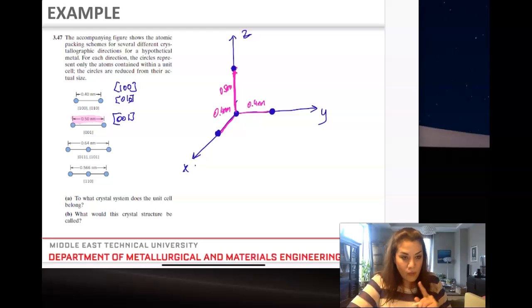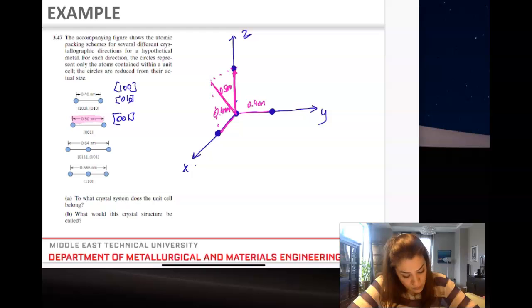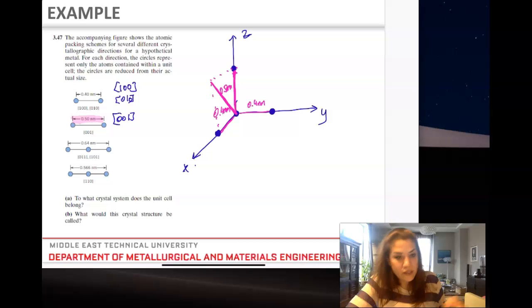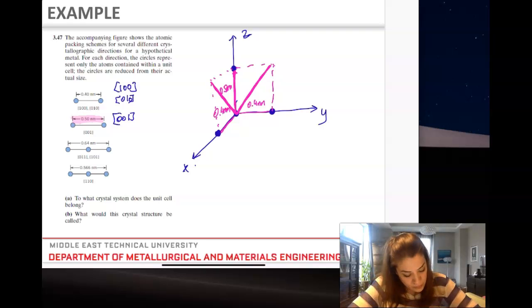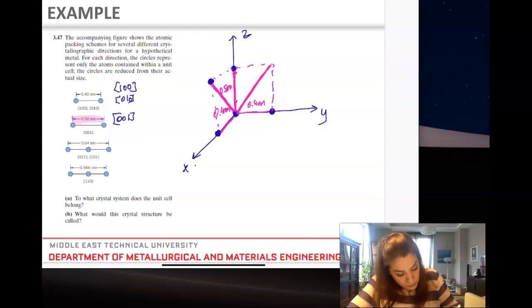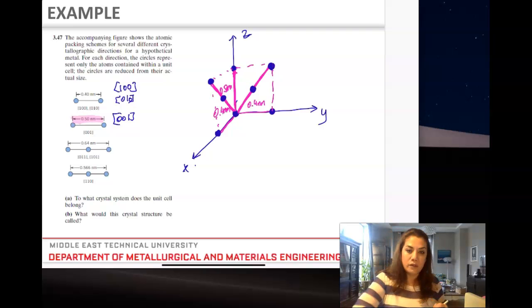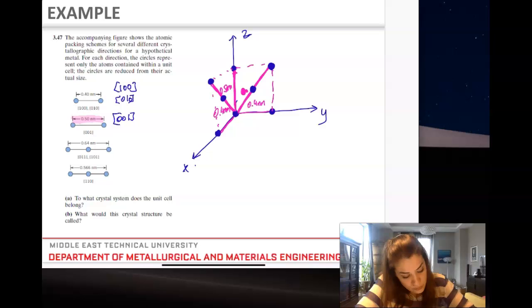Another direction is given, 011 and 101. What is 101? 10 is y, so it is actually this 101. What about 011? I have no x component, but it is this. On the YZ plane and on the XZ plane, two vectors. What is the configuration of it? It has, of course, one central and one end lattice point for the atomic configuration. What is the length of it? Sorry, 0.64 nanometer.